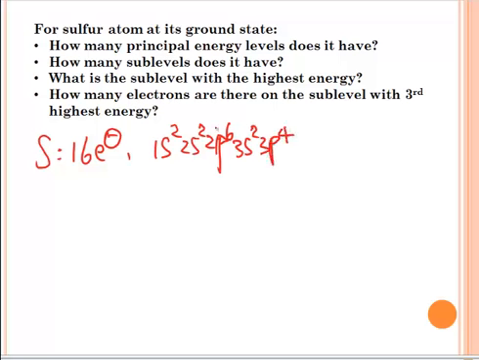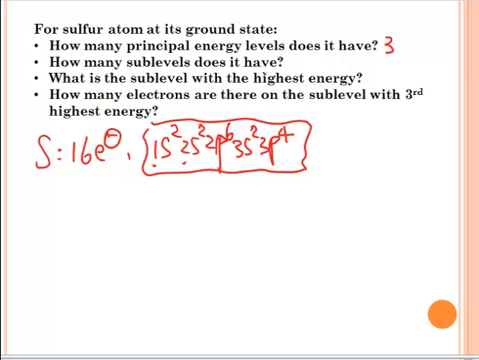And this is 2, 2, 4, 6, 10, and 16. So this is the ground state electron configuration for the sulfur atom. And how many principal energy levels does it have? Then you have n equals 1, 2, and 3. So the answer for this part is 3.